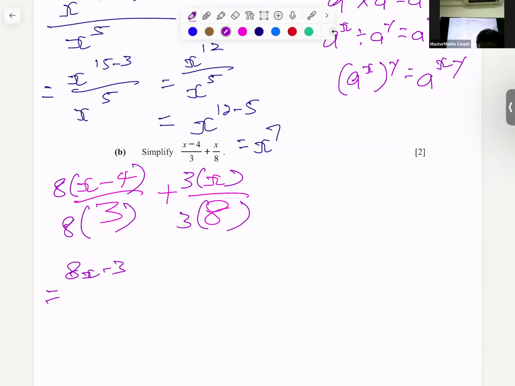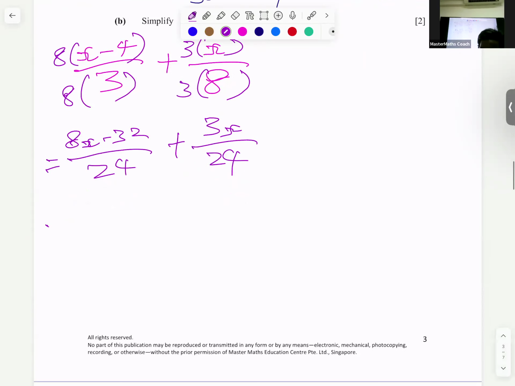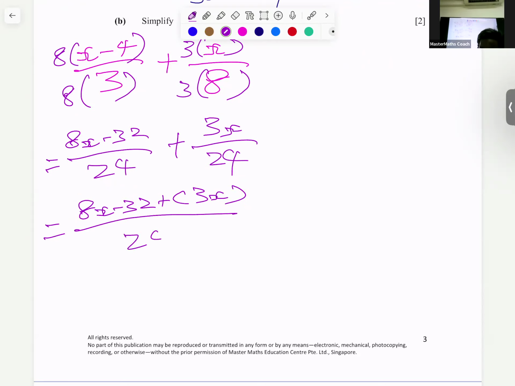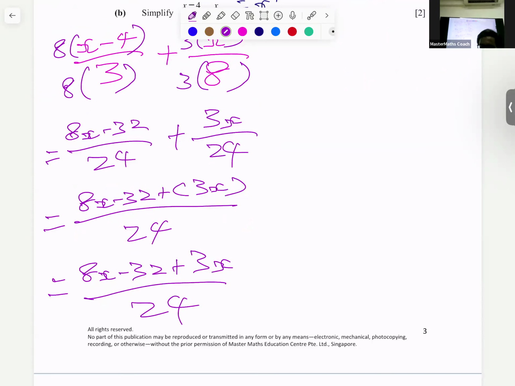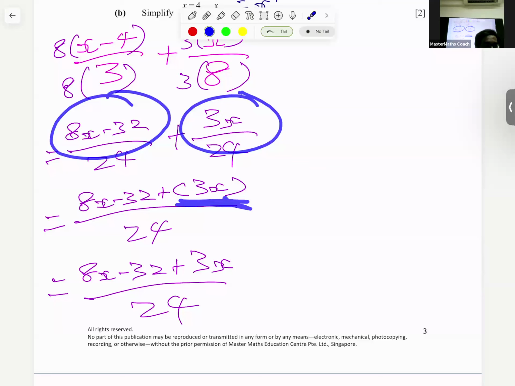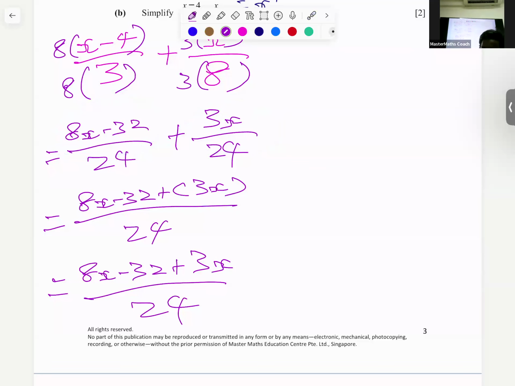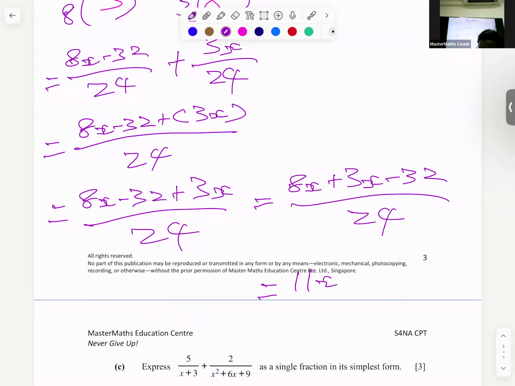So this will be 8x minus 32 over 24 plus 3x over 24. And this is 8x minus 32 plus 3x over 24. All right, when I want to combine the numerators, my dear friends, I put brackets. Then this will be 8x plus 3x minus 32 over 24. And this is 11x minus 32 over 24.